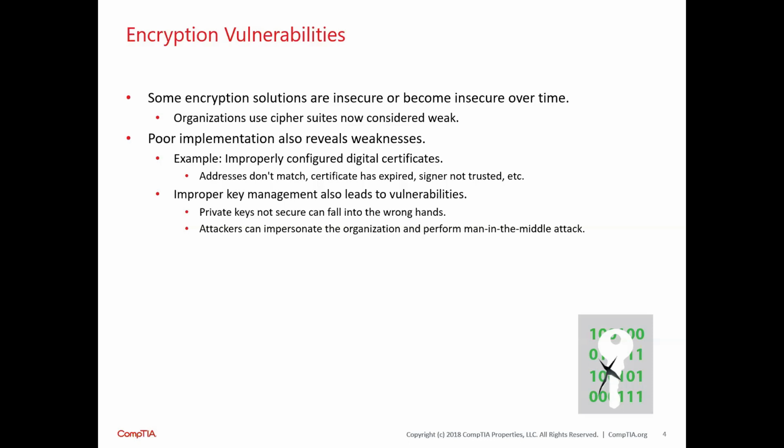Yeah, collision, like a crash. So when you try to create two different unique hashes for two different files, it might create one single MD5 hash rather than two unique hashes. Poor implementation also reveals weaknesses. For example, an improperly configured digital certificate and even improper key management would also lead to vulnerabilities.